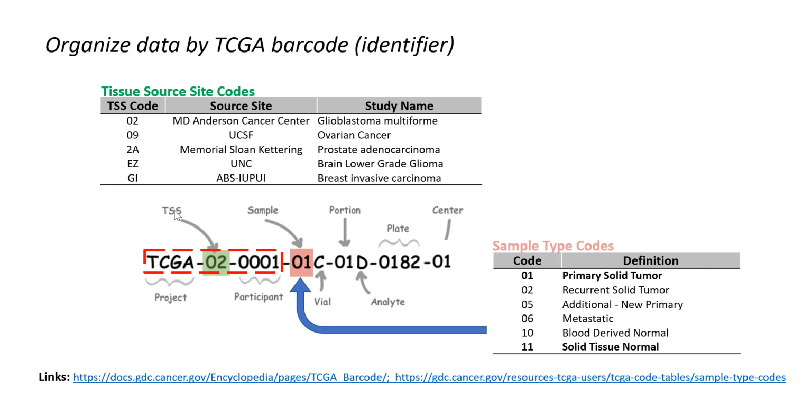The second field is the TSS, the tissue source site code. That means where this tissue comes from. You can see here, 02 is MD Anderson, 09 is UCSF, and you can also see that the GI represents our institute, IUPUI. They provided a breast cancer tissue. The third field is the participant ID, and the fourth field, the one here, is the sample type code. This is very important to help you identify which one is solid tumor and which one is normal tissue. You can extract patients in this position with 11 as normal, and with 01 as primary tumor.